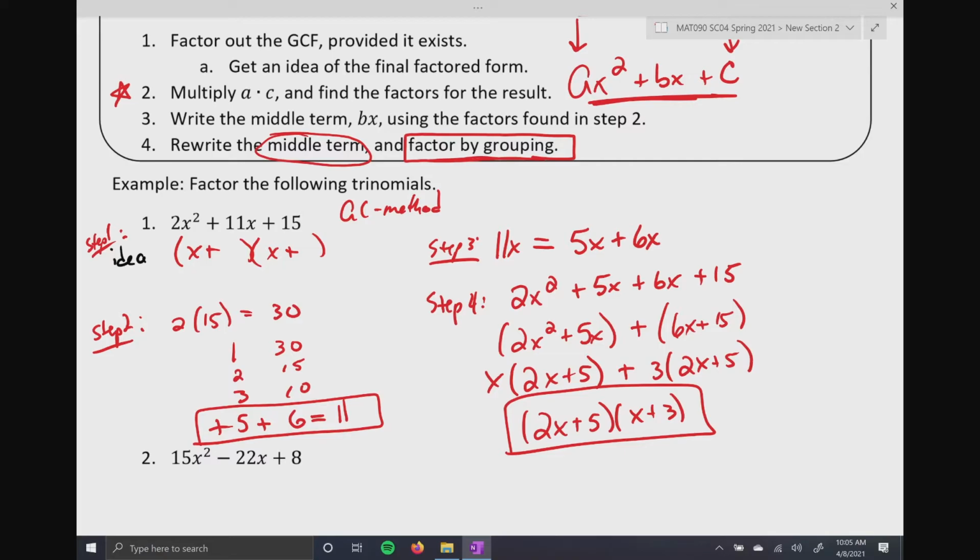So, first thing I did when I approached this problem, I noticed I have 2x squared. I have a number in front of the x squared that's different from 1. So I'm thinking AC method. Step 1, I try to factor out a GCF if it's possible. In this case, it wasn't. Step 1A, the next thing I do is I just want to get an idea of what my answer looks like. More importantly, the idea, honestly, helps me determine my signs, because those signs are going to be very important to me. Okay? They help me to determine my signs.